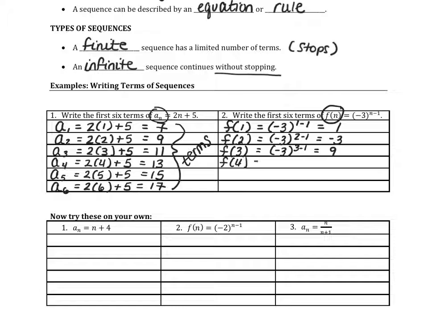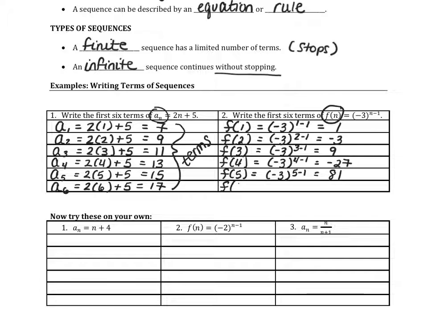F of 4 is -3, 4 minus 1. 4 minus 1 is 3. -3 to the third power is -27. Plug in a 5. That'll be -3, 5 minus 1. 5 minus 1 is 4. -3 to the fourth, this will be a +81.